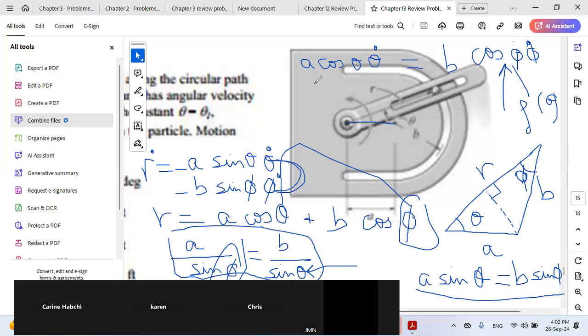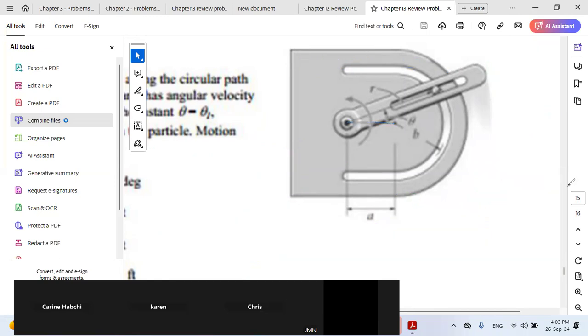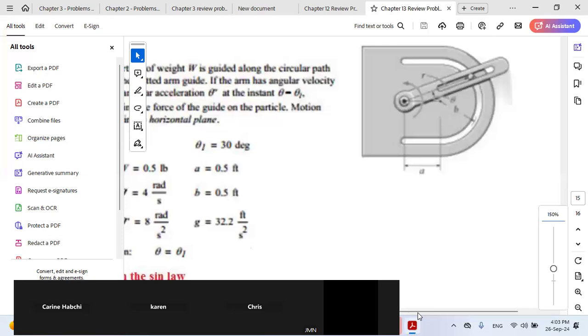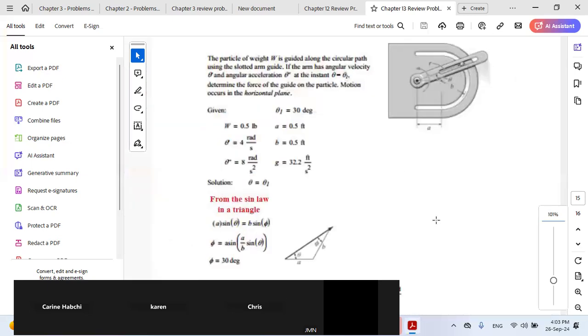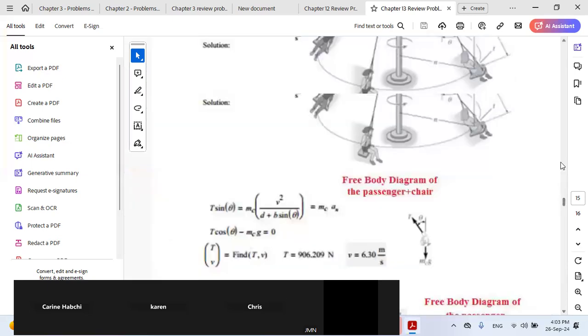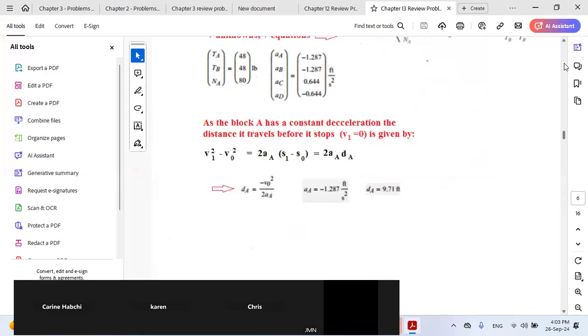Yeah, one second, let me open the file. In which chapter? Chapter 13. 13 or 13 review problems? Review problems. Which problem? Do you want me to scroll down over them? No, I'm looking at the file to see which one. Okay.